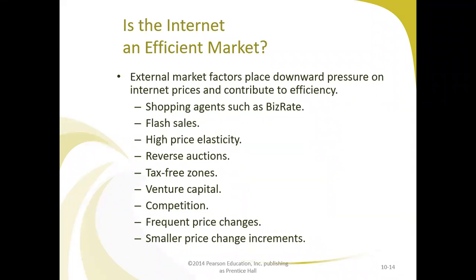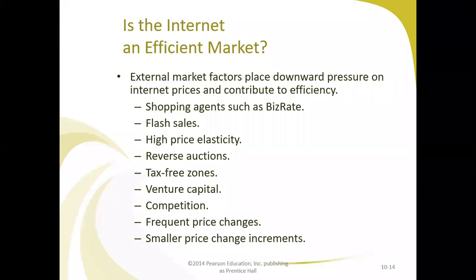High price elasticity: you cannot charge much. If you charge much, people will not purchase. There are always 200 or 300 discounts available, and they will move there. Reverse auctions happen. There are some tax-free zones. Venture capital is available. Competition is huge. Frequent price changes always happen, and there are small price change increments also.